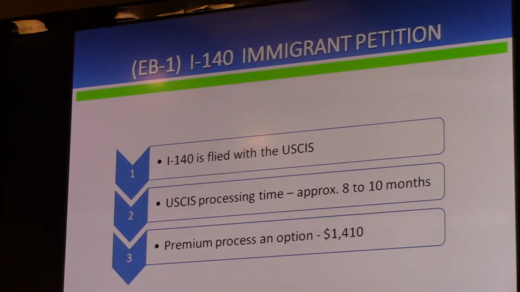So what happens? You file your I-140 with USCIS with all that evidence that we just discussed. Your processing times right now are 8 to 10 months, but of course, beautiful thing, premium processing is available for this one, so we can get a decision within 15 days.